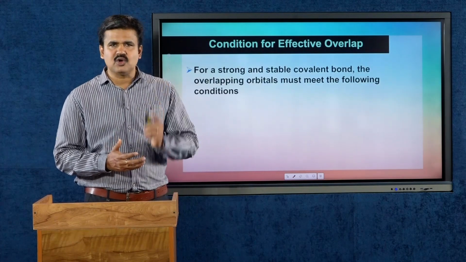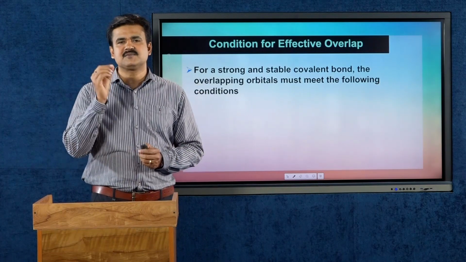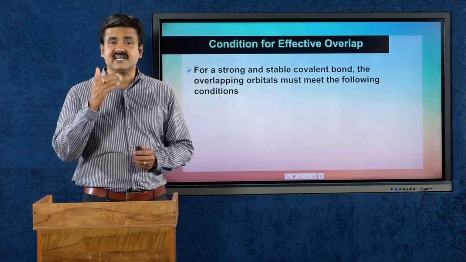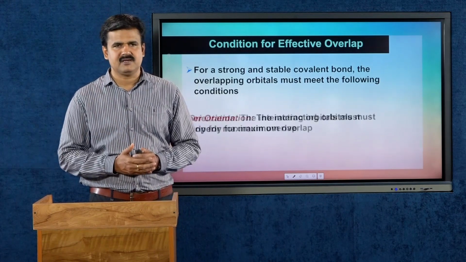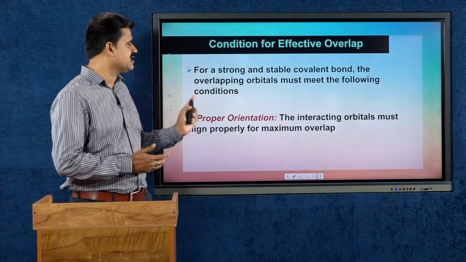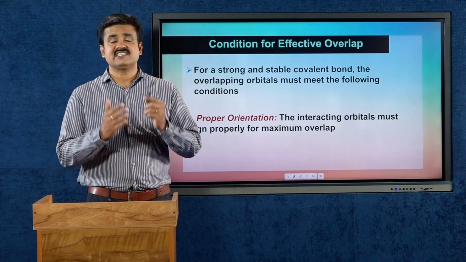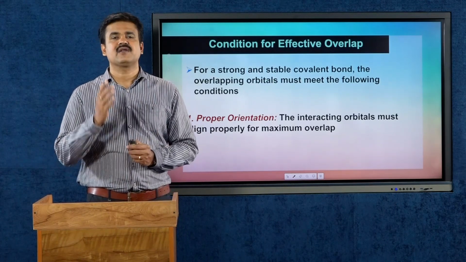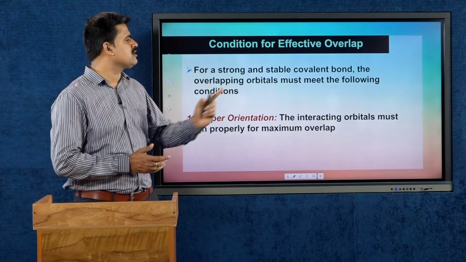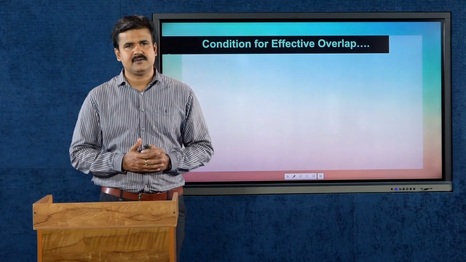For a strong and stable covalent bond, the overlapping orbitals must meet the following conditions. So, we are discussing the conditions for effective overlap. The first condition for effective overlap is proper orientation. Proper orientation is the first necessary condition for effective overlapping between atomic orbitals. The interacting orbitals must align properly for maximum overlap.